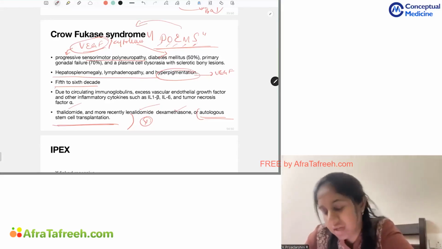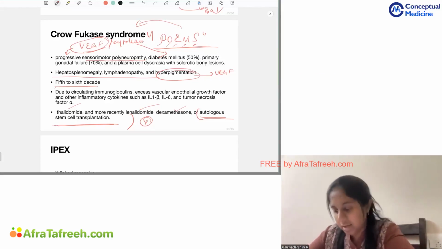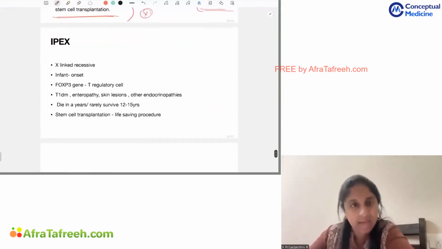All these syndromes I have seen in my residency. These are all very rare syndromes, but again, the suspicion should be very high whenever we see patients with multiple other manifestations. Okay. So IPEX I have discussed already.